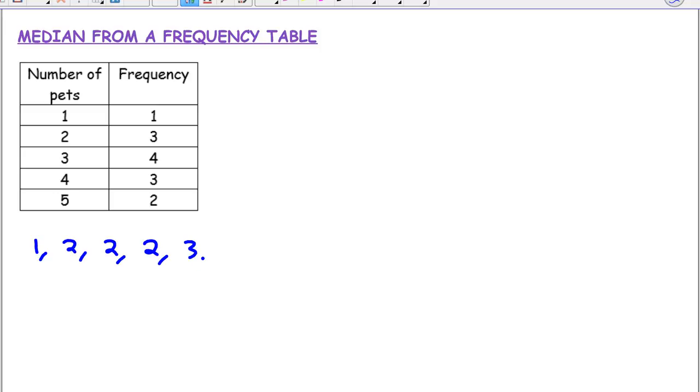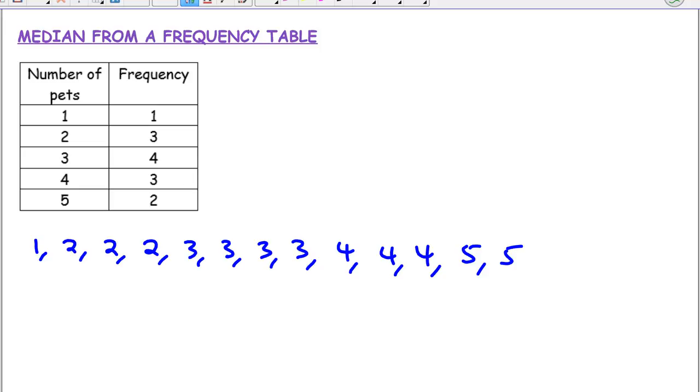And then we have 3, 3. How many 3's? 4 of them. And then we have 4. How many 4's? 3 of them. And then we have how many 5's? 2.